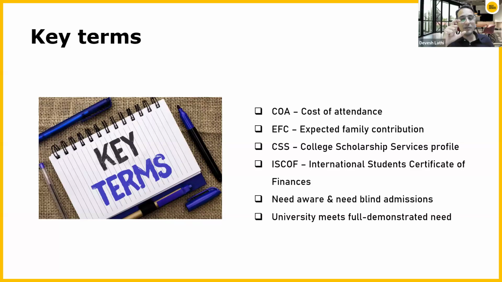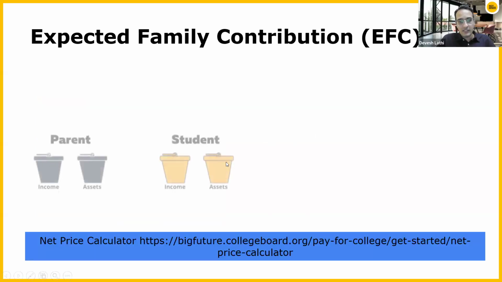What meeting full demonstrated need means is that, let's say this is the total cost of attendance and the family can contribute this portion of it. So this is the demonstrated need. Demonstrated need is the amount that you cannot pay, or that is the gap between the amount that the family can pay and the total price. Now, some universities might offer some financial aid covering a portion of the demonstrated need, whereas some might cover it completely. The universities which meet full demonstrated need would cover their whole gap. We'll talk more about this as we go.